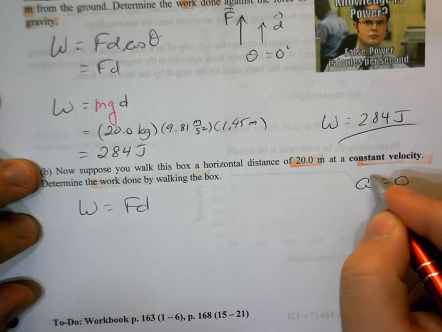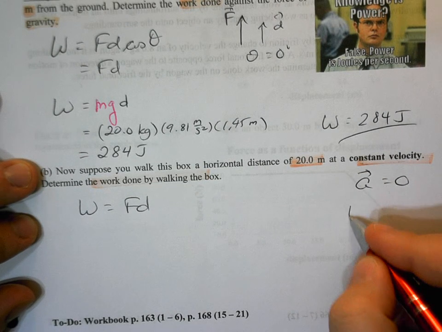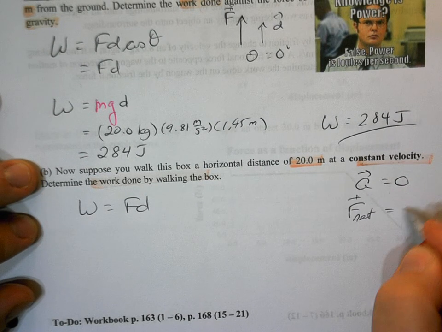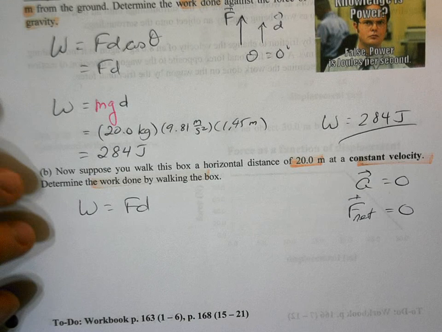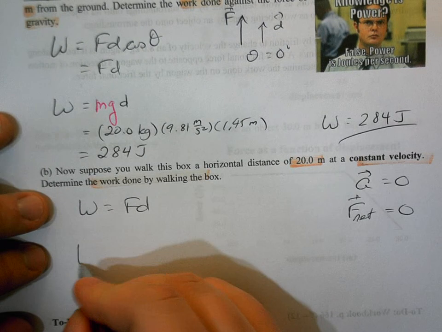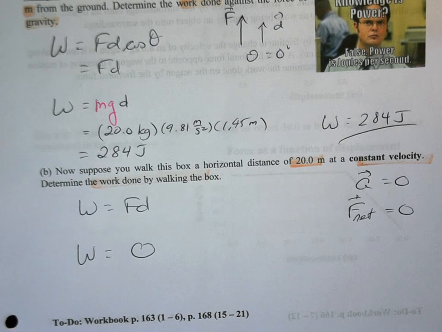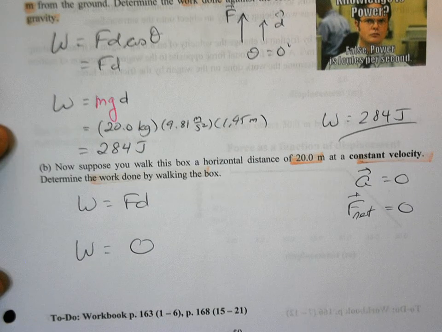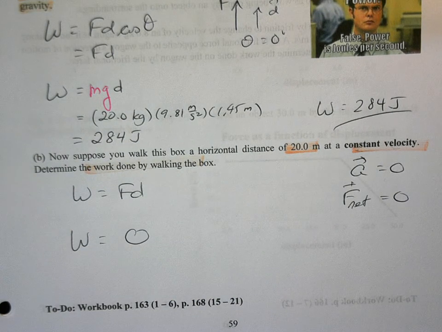Constant velocity tells us that the acceleration is 0. That's also going to tell us that the net force is 0. So if the net force is 0 on this thing, we're actually going to get the work done is equal to 0. So keep in mind, for work questions, watch out for something like constant velocity. Sometimes we throw that in there to trick and trap you, so be really careful with that.